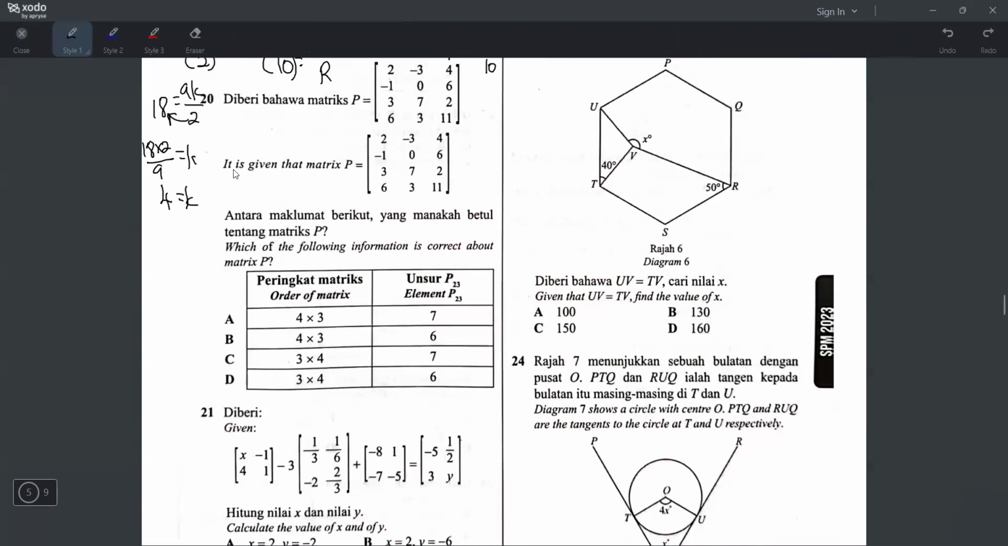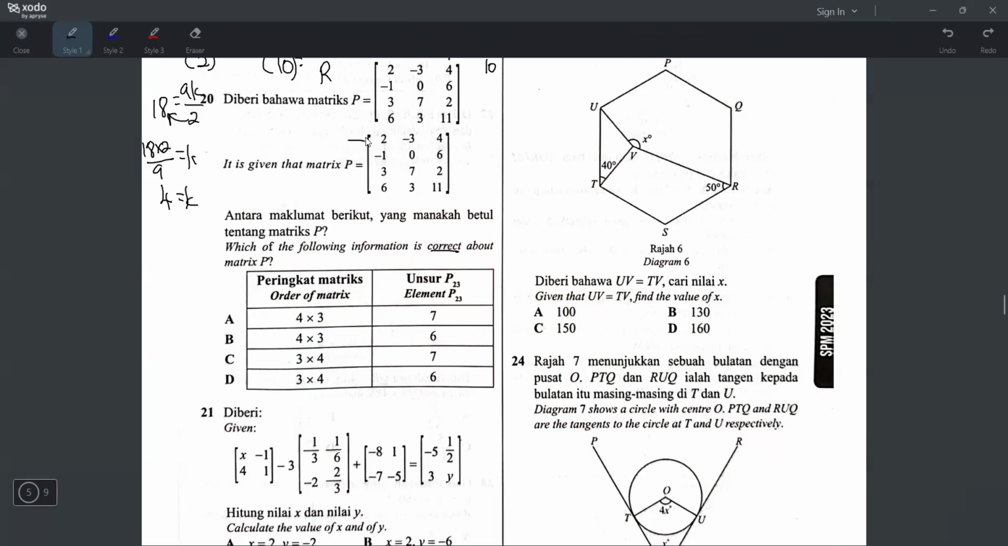Number 20. It is given that matrix P is this. Okay, and then which of the following information is correct about matrix P? So sini dia bagi order of matrix, sini dia bagi element P23. Okay, order, what is the order of matrix? The peringkat. It means you have to list out the number of row and the number of column. You kena tentukan berapa row, berapa column.